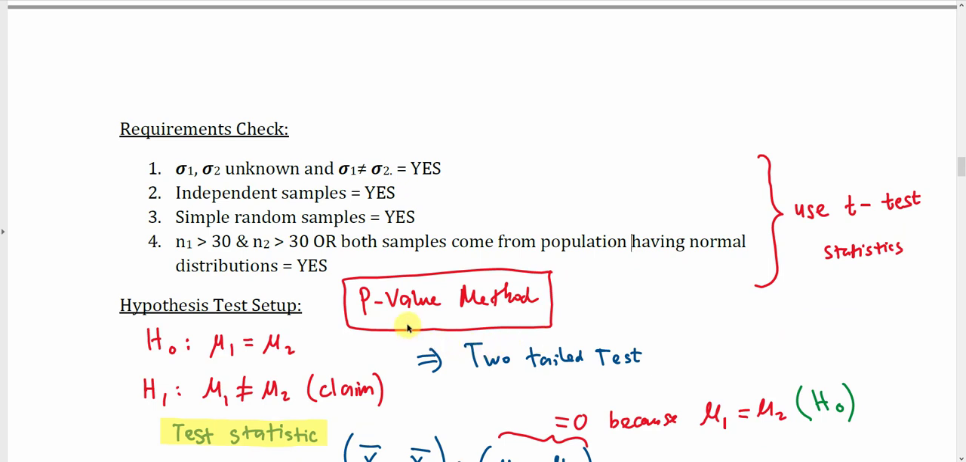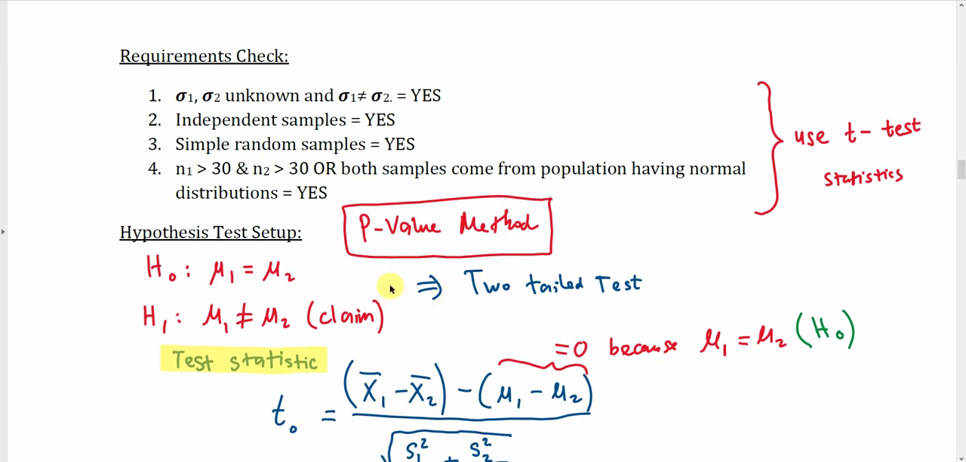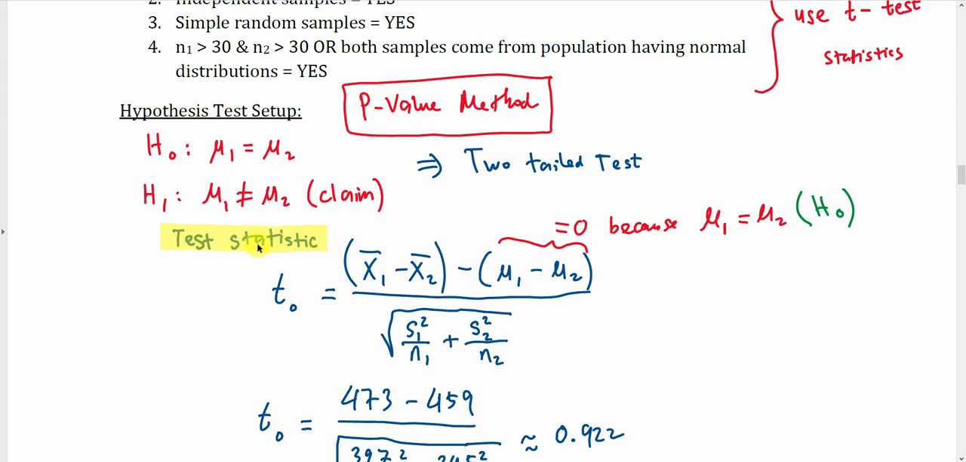Now let's apply the p-value method. For the null hypothesis, we assume that the two population means are equal, and this is the claim. We are trying to see if they are different or not. So this is a two-tailed test. Now we use the test statistic formula, t0, and because the null hypothesis says mu1 equals mu2, this term is gone, since when you subtract them it's zero.